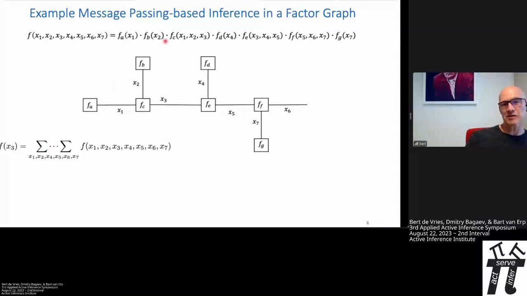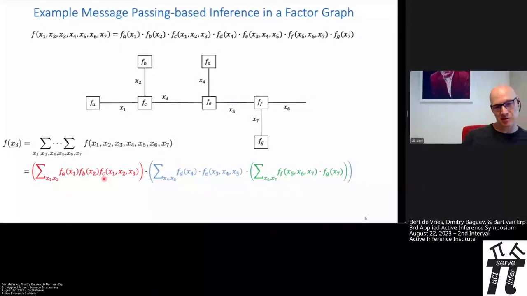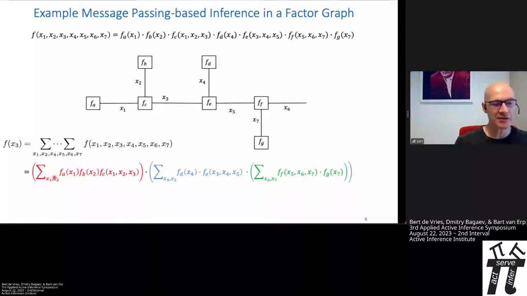Taking advantage of this factorization, I can rewrite this sum of products into a product of sums as below. This computes exactly the same thing, but I've made use of the distributive law. For instance, FC contains no x4, no x5, so I moved it over the summation sign to the left, and FB also doesn't contain x4, x5, x6, x7, so I moved it all the way to the left. When you do that, you are left with an expression where here I only sum over two variables, and here I have to sum over six variables, and here over two, and here over two.